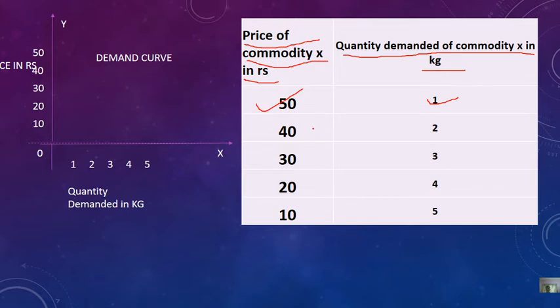Continuously, when there is a fall in the price from rupees 40 to 30, from 30 to 20, and from 20 to 10, continuously there is a rise in the quantity demanded of commodity X in kg, to 3 kg, 4 kg, 5 kg. Means when the price is larger, that is 50, the quantity demanded is smaller, and when the price is smaller, the quantity demanded is larger.